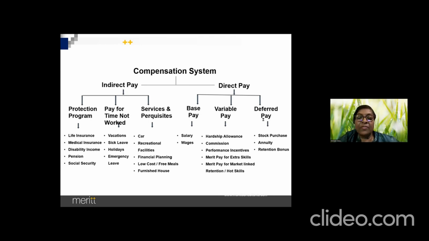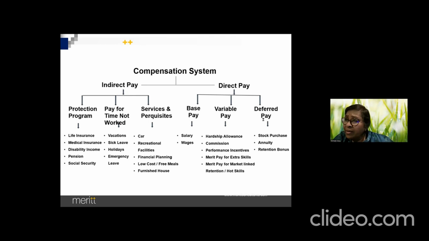Now, if you are able to see this slide very well, under protection programs you also have something called mandatory. Every organization has to comply, which is about what? The provident fund, the gratuity, the medical insurance. Over and above you can give, but that is something minimum you have to give. The ESI applicability, etc.